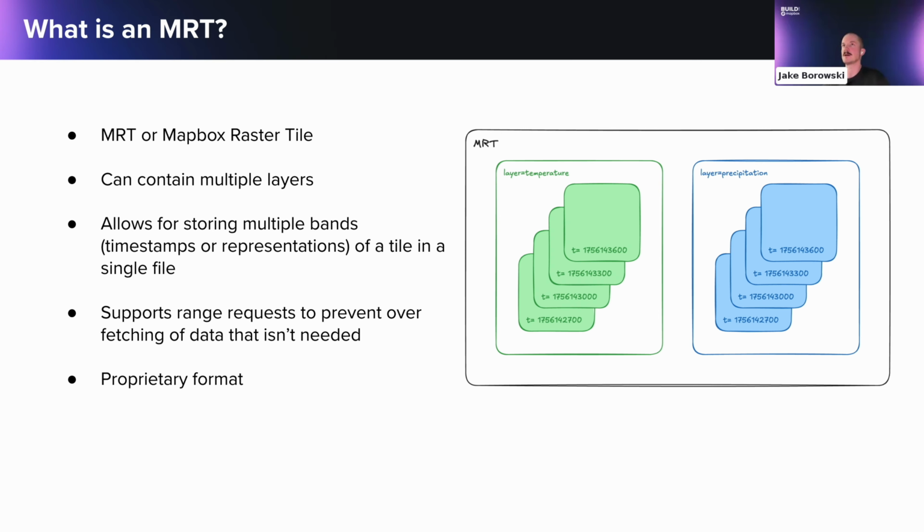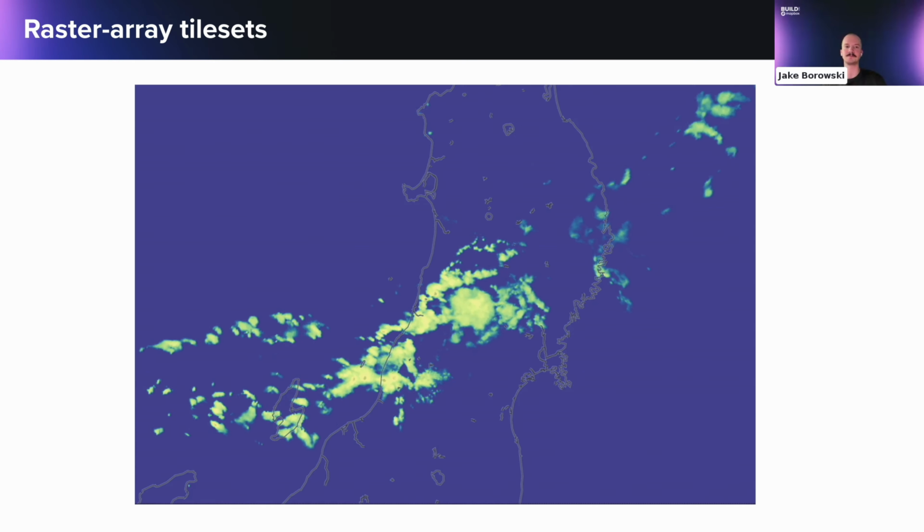This is a proprietary format, and you do need to use a Mapbox SDK to render the data and the Mapbox Tiling Service to generate a raster-array tileset, which is generated with these MRTs.